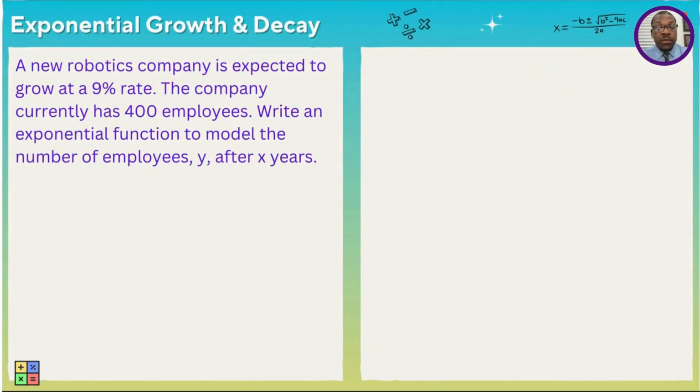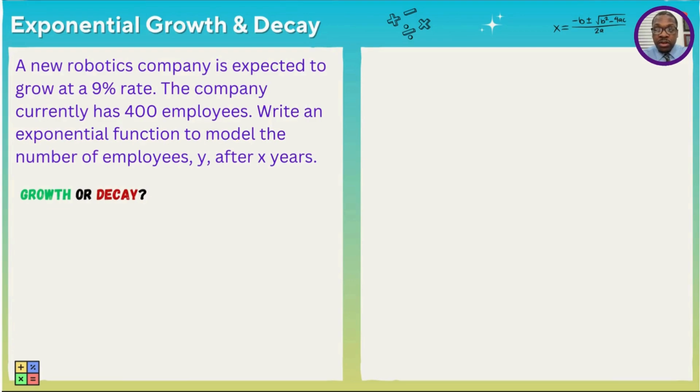Now, we're going to go much faster this time. Okay, we will just plug in the right numbers and see if we're on the right track. A new robotics company is expected to grow at a 9% rate. The company currently has 400 employees. Write an exponential function to model the number of employees, Y, after X years. Okay, so what did we start with? How many employees did we start with?